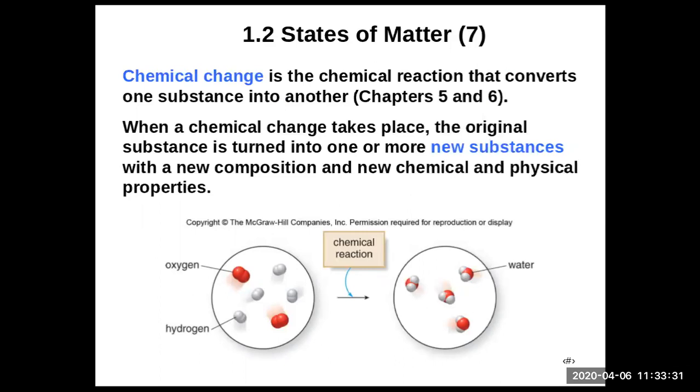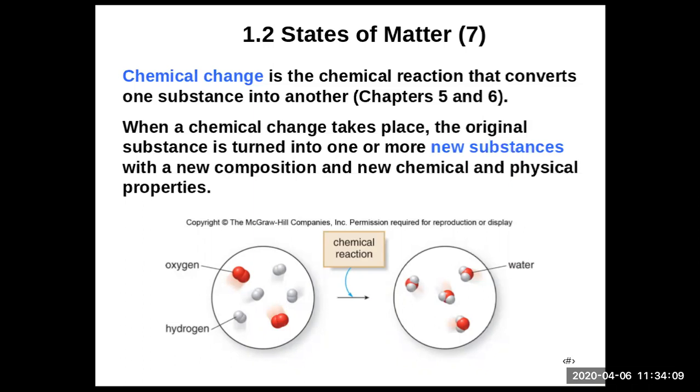Chemical change is when you are making the substance go through a change that is chemical, and that means it's a chemical reaction. Chemical change, you really should see it as a chemical reaction. It's when you are converting one substance into another. And so that's the main thing that we chemists study, right? We write chemical equations which represent chemical reactions, which are chemical changes. It's when you are changing a substance into other and new substances.